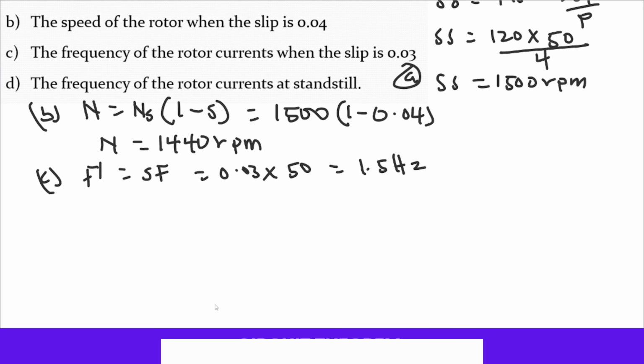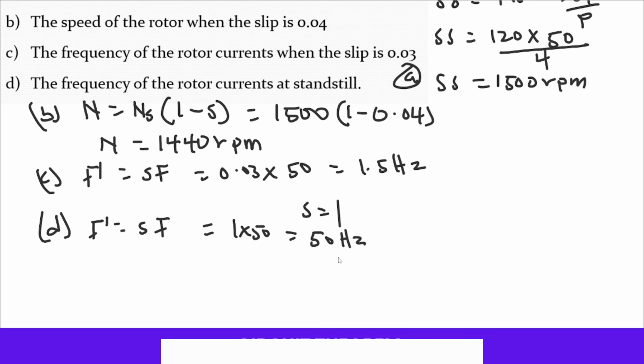Now let's look at the D aspect of the question. The question says the frequency of the rotor current at standstill. We know that the rotor frequency is equal to the slip multiplied by the supply frequency. So here at standstill, the slip is equal to 1. It means that the frequency will be equal to 1 times the actual frequency, which is 50 hertz, giving a corresponding result of 50 hertz. At standstill, the synchronous speed is equal to the speed of the rotor.